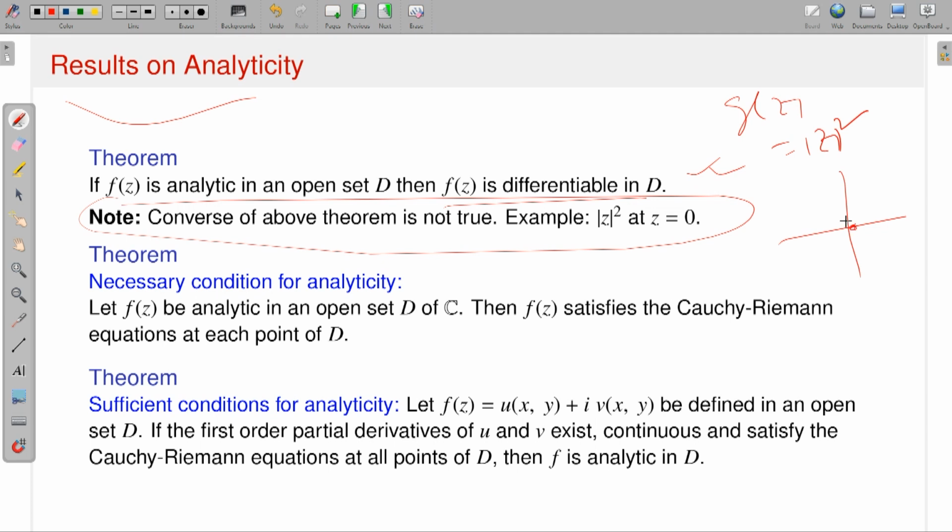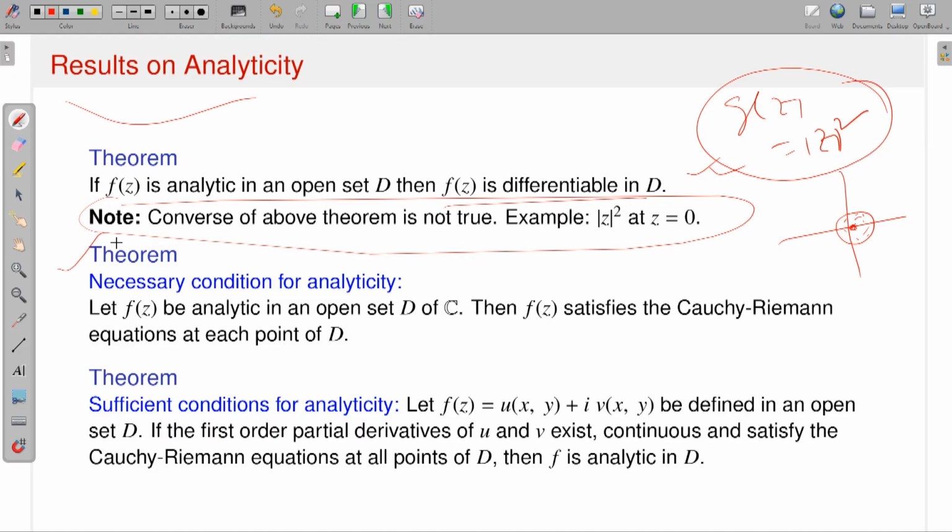At the origin, my function is differentiable, perfectly all right. But to talk about analyticity at the origin, I need an open neighborhood around the origin, and I want my function to be differentiable at each point. But I know this function is differentiable only at the origin and nowhere else. So this function is not analytic. Therefore, analyticity implies differentiability, but the converse is not true.